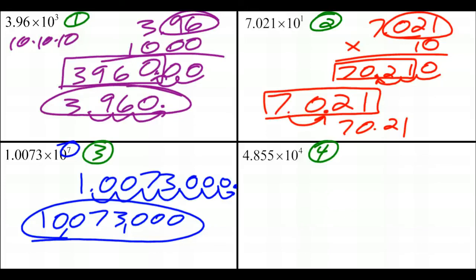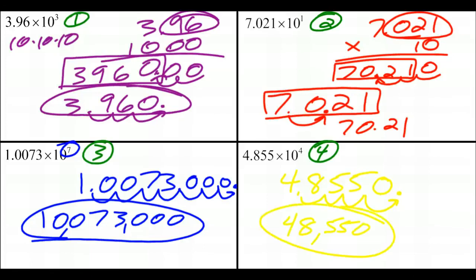And number 4, we'll do this one in yellow. 4.855 times 10 to the 4th. 4.855. 1, 2, 3, 4 decimal places gives us 48,550.